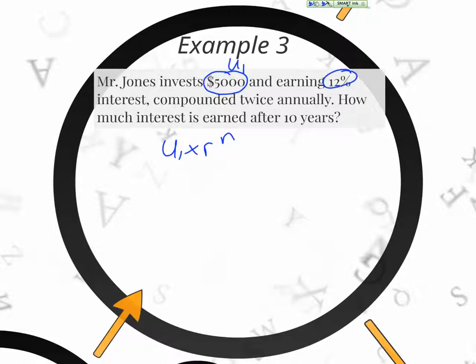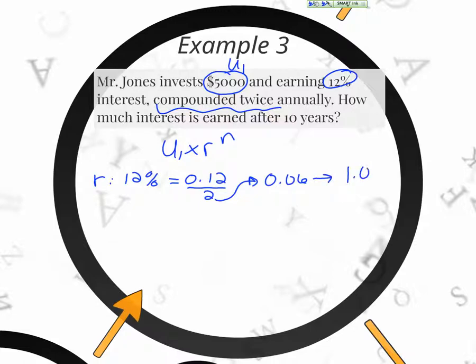Now, for the rate, because it's compounded twice annually, we'll start with taking that 12% and writing it as a decimal, so 0.12. But because this interest rate is for the whole year, but we are compounding it in the middle of the year, we actually have to divide that by 2. So then I've got 0.06. And then we have to add the 1 to it so that we include our initial amount. So 1.06 is what we will end up using for the rate.